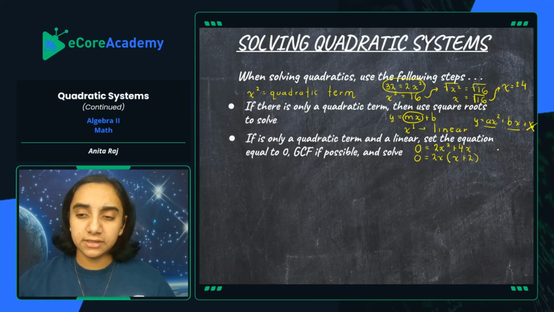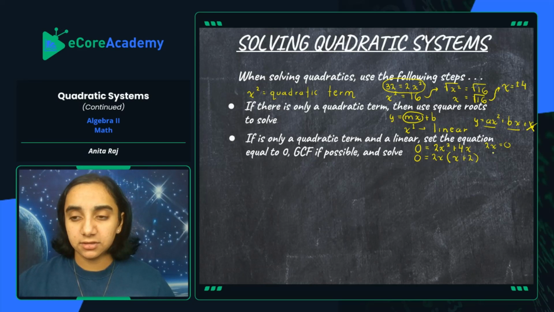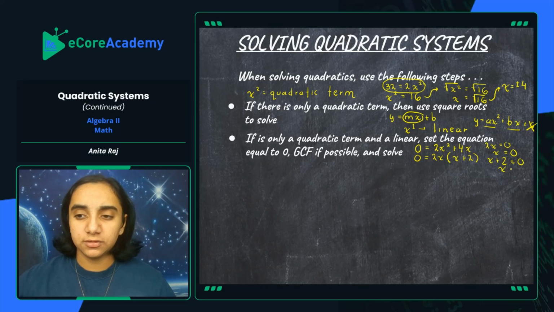And then what we can do is we can set each of these parts equal to x. So 2x is equal to 0, so x is equal to 0 because you divide both sides by 2, and 0 divided by 2 is 0. Then you get x plus 2 is equal to 0, and you subtract 2 from both sides, you get x is equal to negative 2. So these would be your two answers.